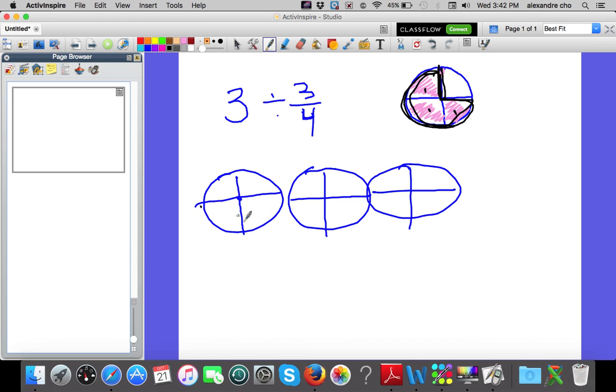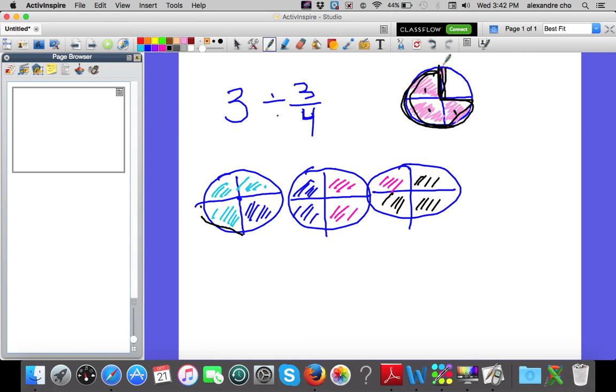Well, it can fit here 1 time, and I'll do it by shading. If I shade 1/4, 2/4, 3/4, I just did it 1 time. Let me take another color. 1/4, 2/4, 3/4. So far 2 times. Take another color. 1/4, 2/4, 3/4. I was able to fit it 1 more time. And lastly, can I fit it 1 more time? I believe I can. 1, 2, 3.